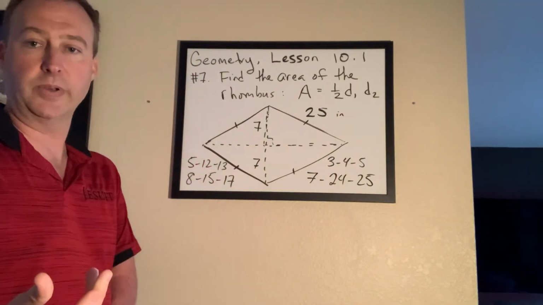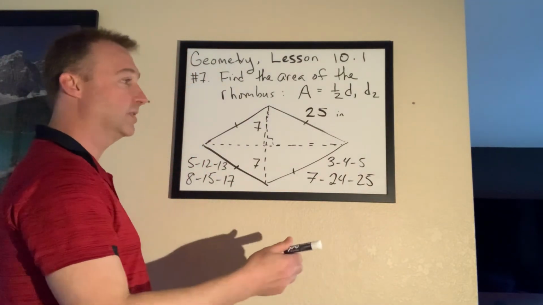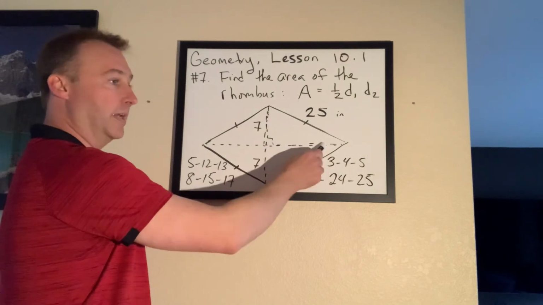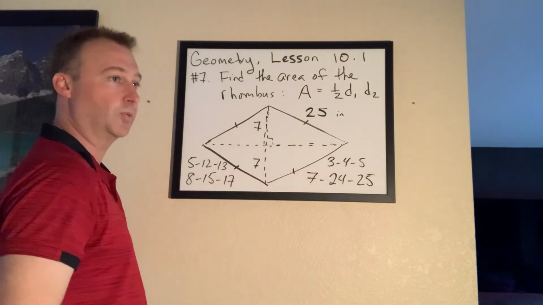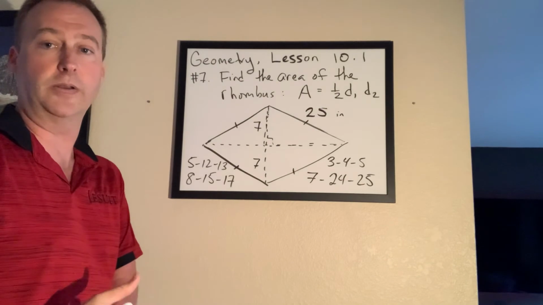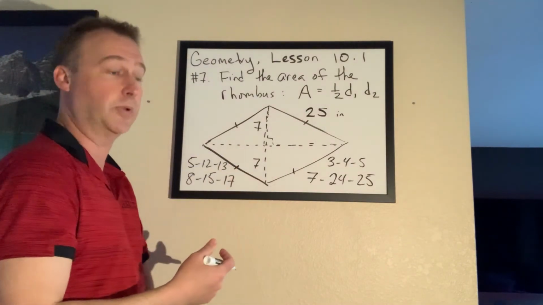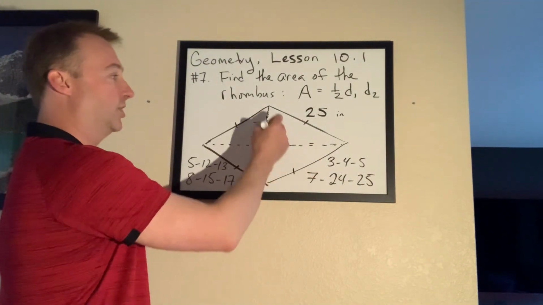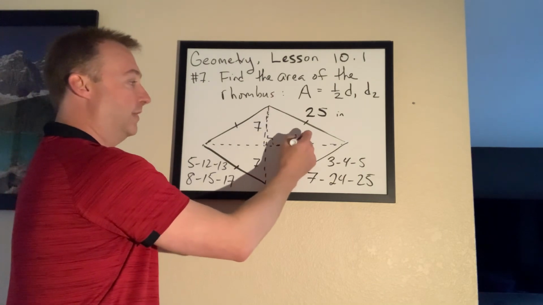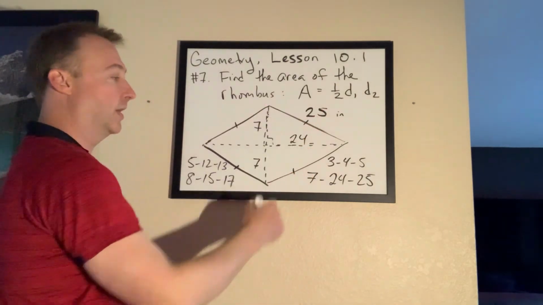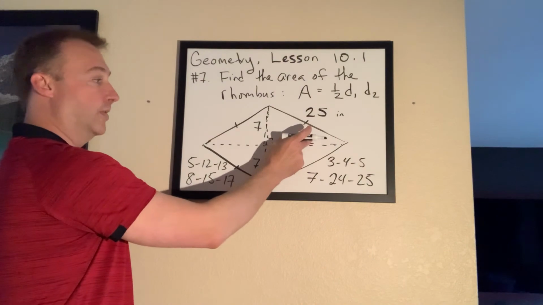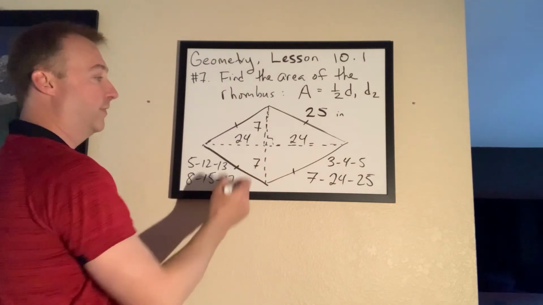Now, if you didn't remember that, you could work it out and solve for this dimension, call it x, and you would get that that's 24. But we want you to recognize that this is a Pythagorean triple. That's a 7, 24, 25, okay? So there you go. Now you know that's 24, so you know that's 24.